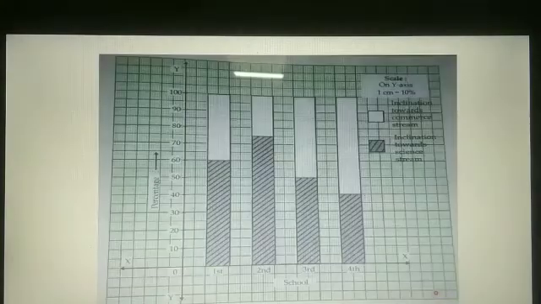So let's see how to draw the graph. First of all, what you will do? You will draw an x-axis, then y-axis, then origin, and on the x-axis you will take schools. That is first, second, third and fourth. And on the y-axis, which scale you will take? On the y-axis, 1 centimeter is equal to 10%. Now 10% means 10, 20, 30 up to 100 we have to take.